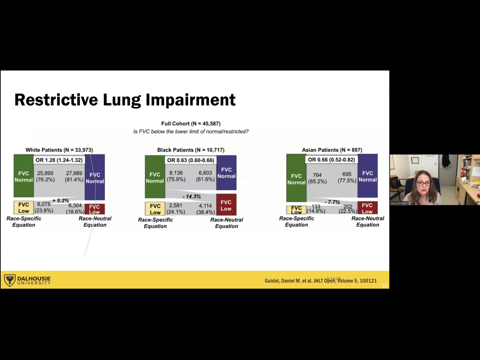What that means is that we'll see people shifting in terms of their categories. The biggest shift that we'll see is in the people that are labeled as having restrictive lung impairment. This is based on FVC alone.